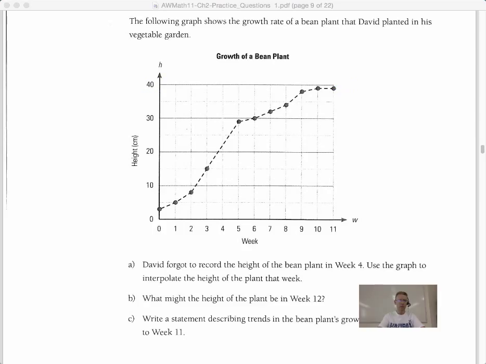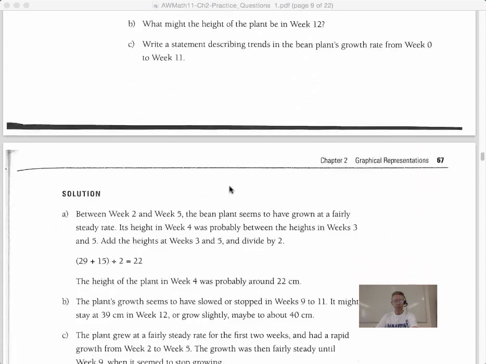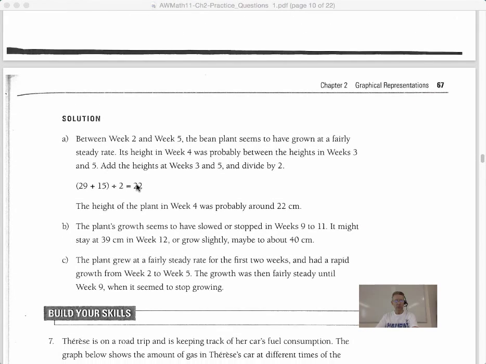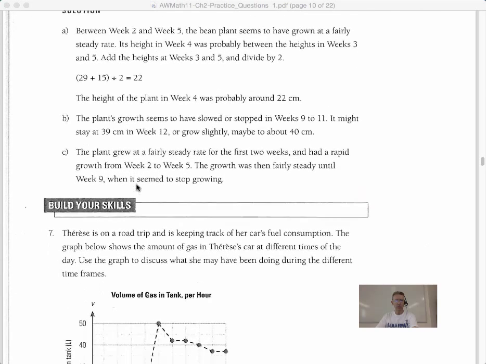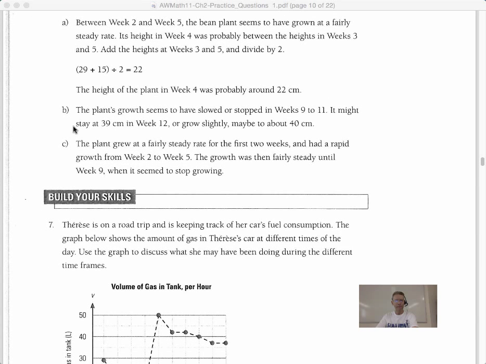Okay, well, let's see what they say here below. Yep, 22 was the answer for part A, for the week that was missing. And then part B, the plant's growth seems to have slowed or stopped in weeks 9 to 11, so it might stay at 39 in week 12, or it might get to 40, which I suggested.